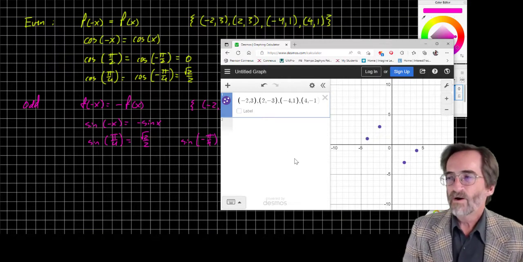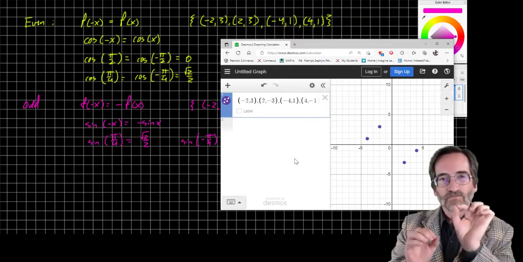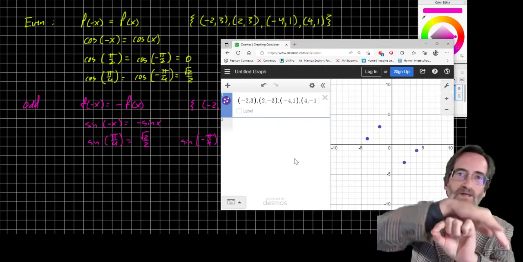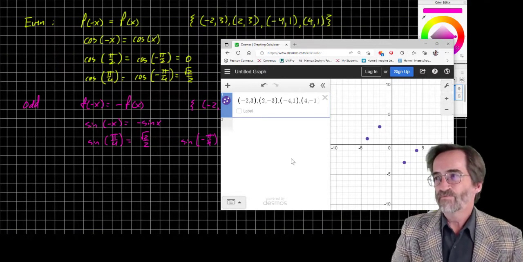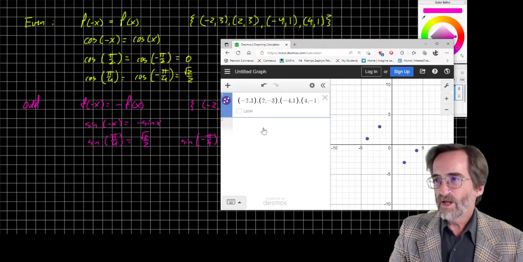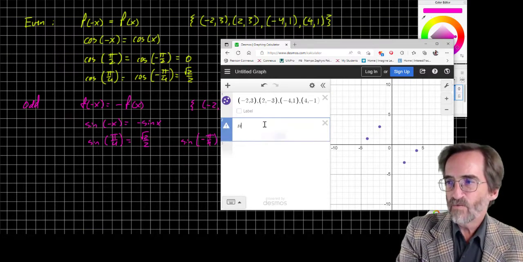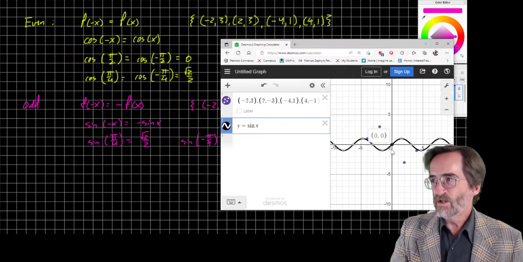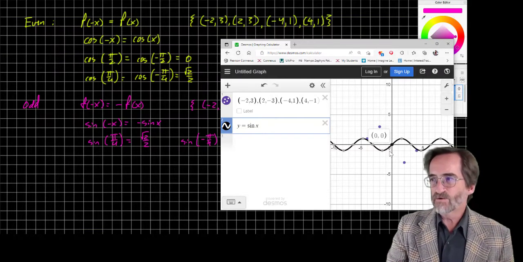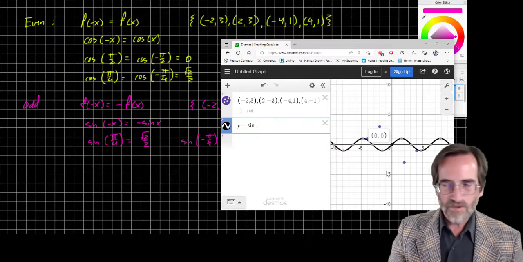Now you see there's some symmetry, but it's symmetry of rotation. Imagine putting a pin in 0, 0 and spinning the whole graph 180 degrees like a propeller or like a pinwheel. Let's graph it here. y equals sine x. Again, imagine putting a pin in 0, 0 and spinning the graph. When you spin the graph, you get the same shape.